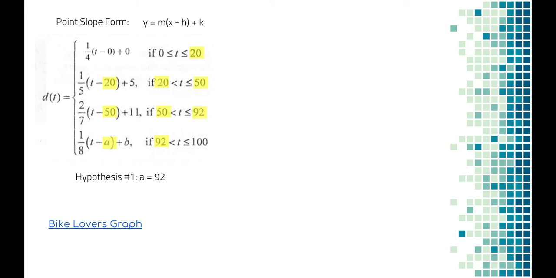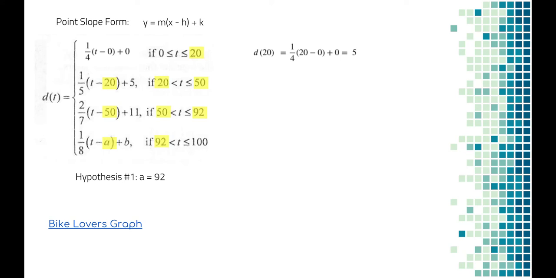Now at this point, we may have noticed all the things that we can just by looking and examining this function d of t. So what we want to ask students to do is calculate the value of the last domain value for each segment. So for example, d of 20 is equal to 1/4 times 20 minus 0 plus 0, which is 5. Let's do the same thing for each segment.